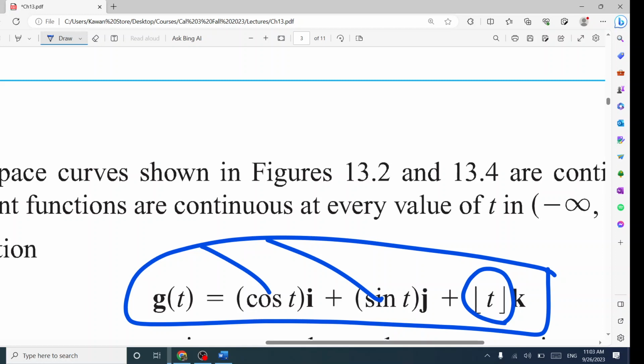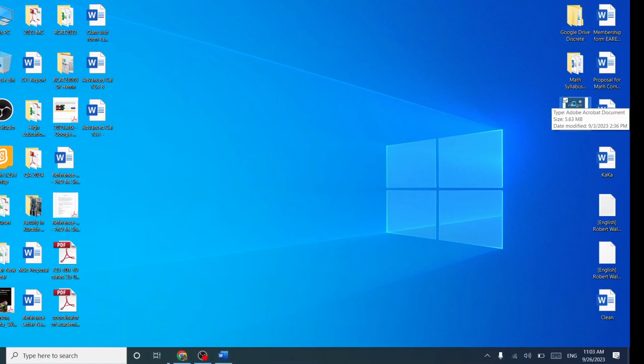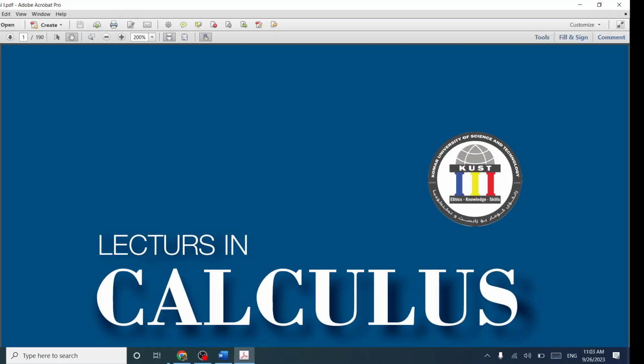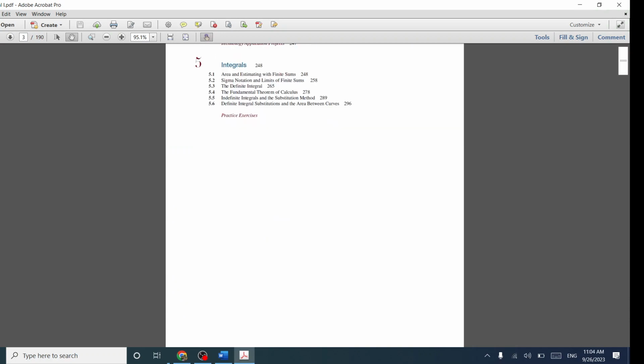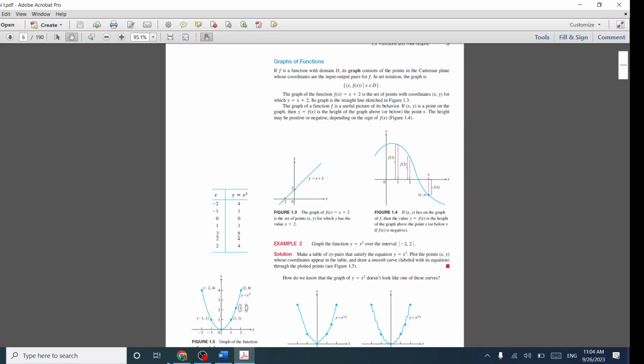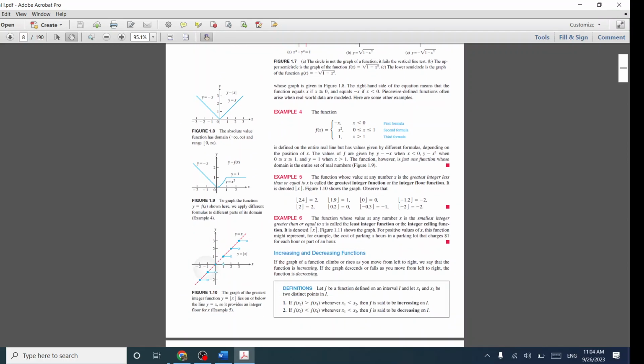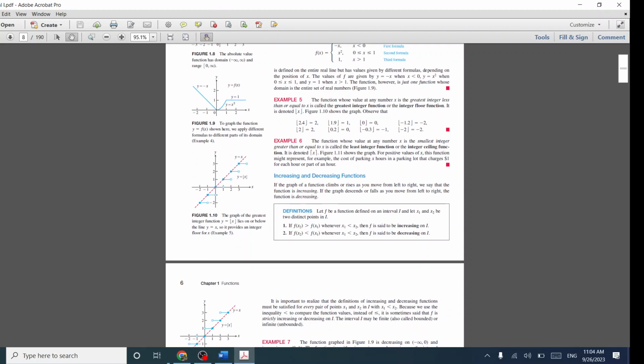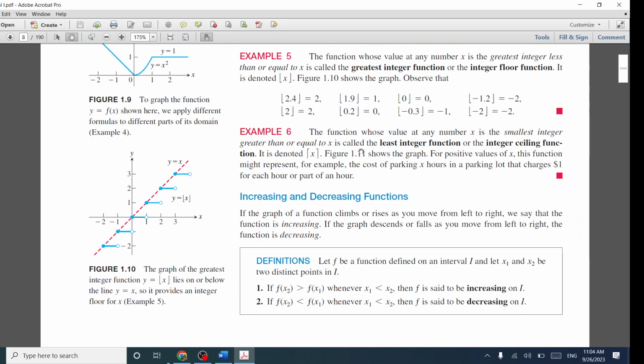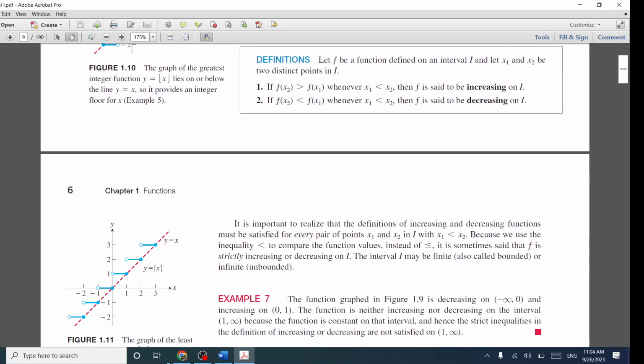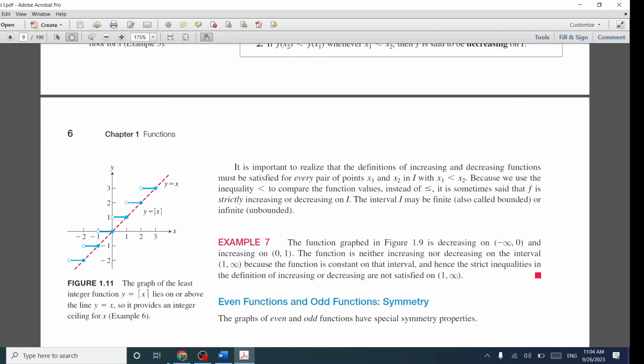We have it in Calculus 1. You can check Calculus 1, section 1, and you will find the graph. Let me check Calculus 1 for you. Here we are. Greatest integer or least integer? Here's the greatest one, look at the shape, and here are the least integers. You got it? So you can see whether it's continuous or not just by the graph.